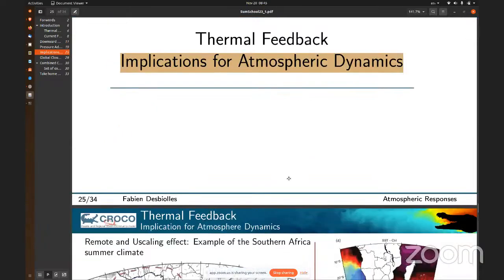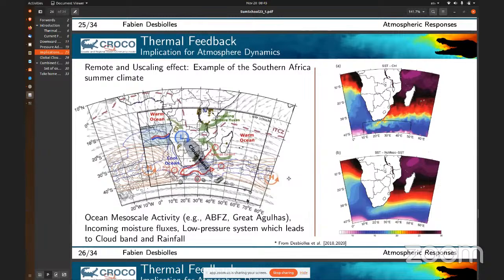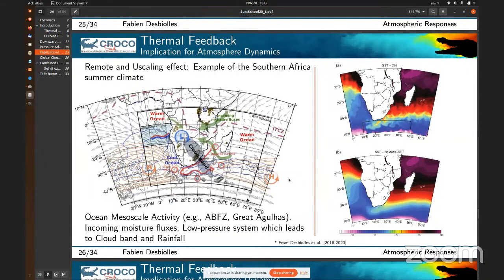To show that, let's go to southern Africa. The main question here is: what is the effect of the full spectrum of SST in terms of rainfall over the continent and over the whole basin? Here I sketch the main processes of what is happening in southern Africa, south of the equator, in summer.